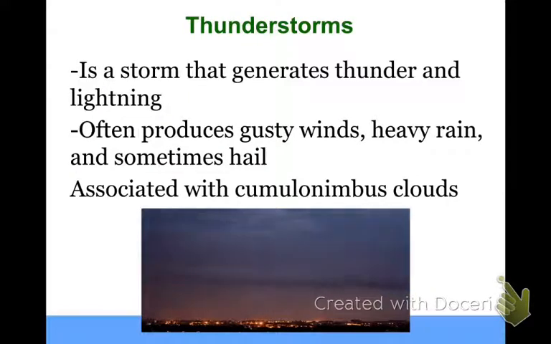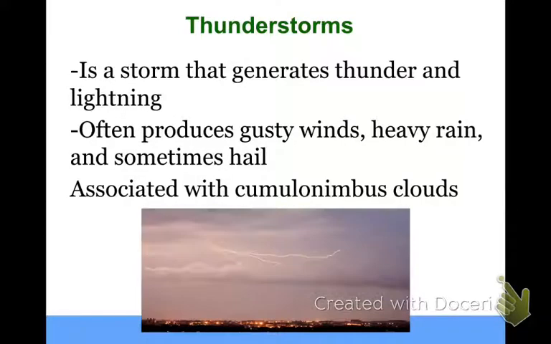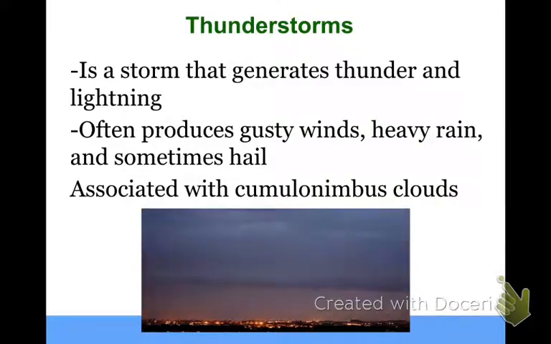So a thunderstorm is simply a storm that generates thunder and lightning. Yes, you do need to write all of this down. A storm that generates thunder and lightning, that is a pretty basic definition that you probably could have come up with even without seeing these notes. So we all know thunderstorms have thunder. That's in the name. And whenever you have thunder, you're going to have lightning somewhere, whether you see it or not.